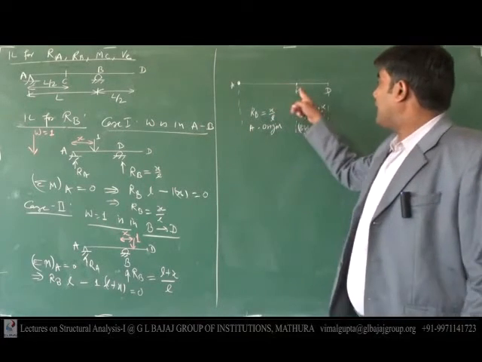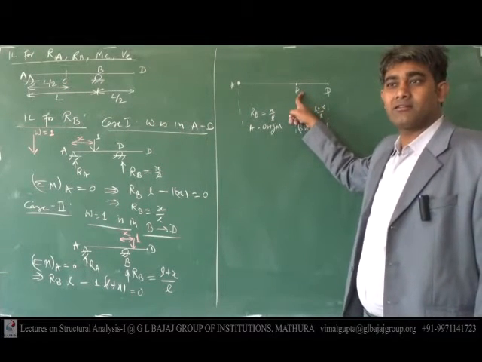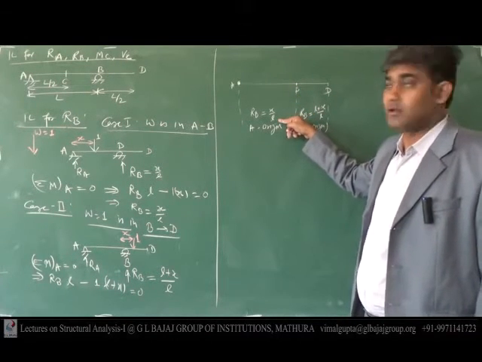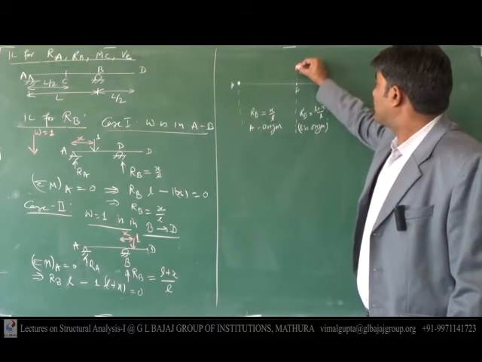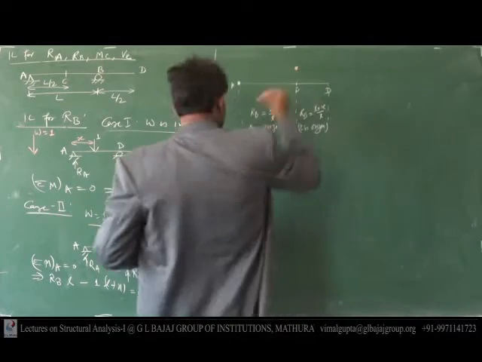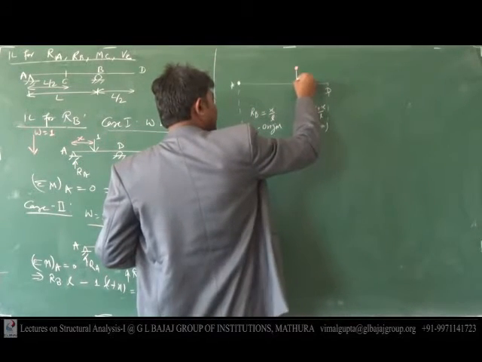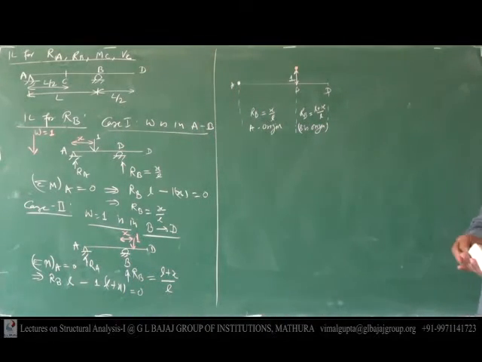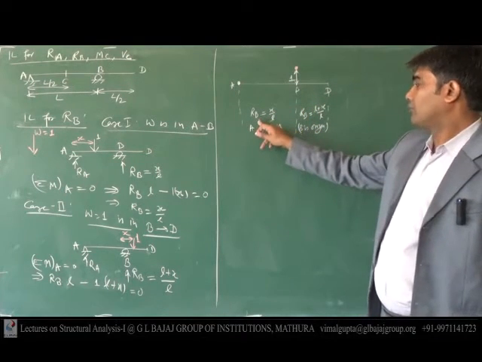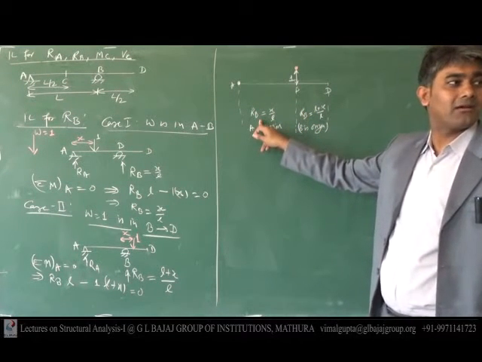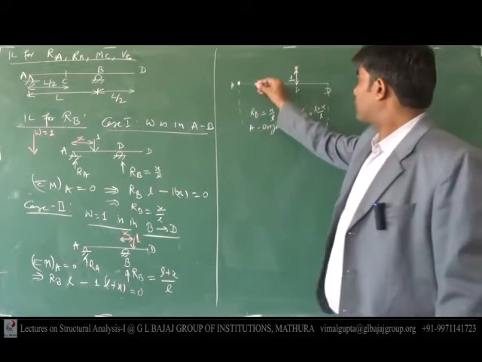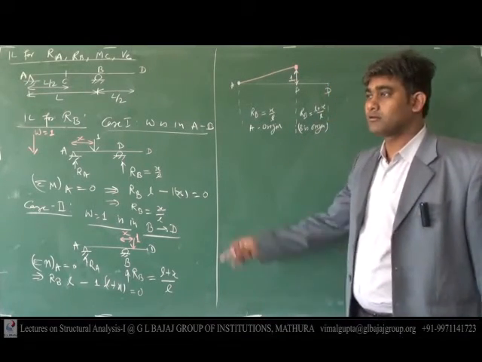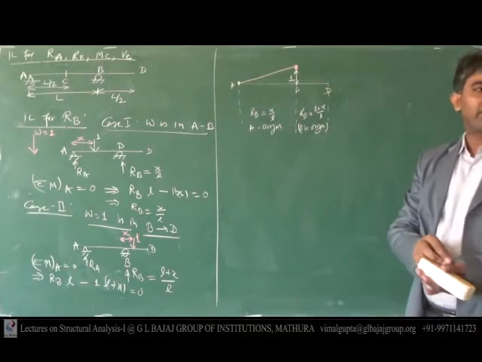At point B, value of x is L. So L by L means 1, and that value will be 1. Which type of relation, linear or parabolic? Linear. So we will get a straight line. For a straight line, we need only 2 points. Clear?